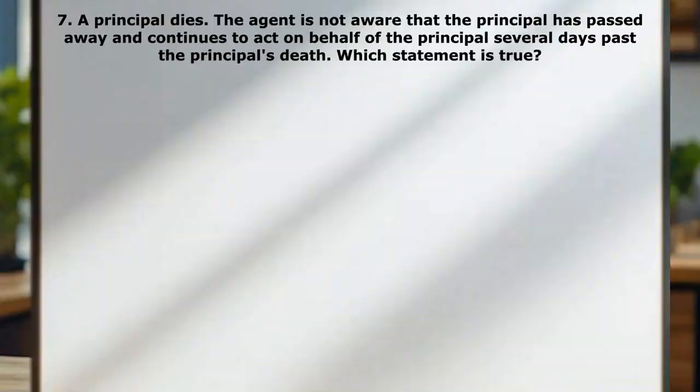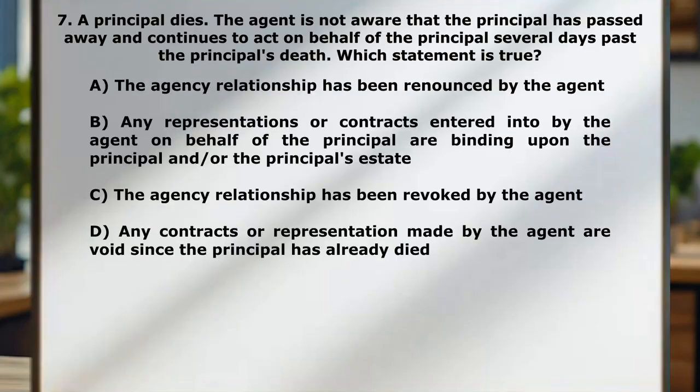Question number 7, a principal dies. The agent is not aware that the principal has passed away and continues to act on the behalf of the principal several days past the principal's death. Which statement is true? A, the agency relationship has been renounced by the agent. B, any representations or contracts entered into by the agent on behalf of the principal are binding upon the principal and or the principal's estate. C, the agency relationship has been revoked by the agent. D, any contracts or representations made by the agent are void since the principal has already died.